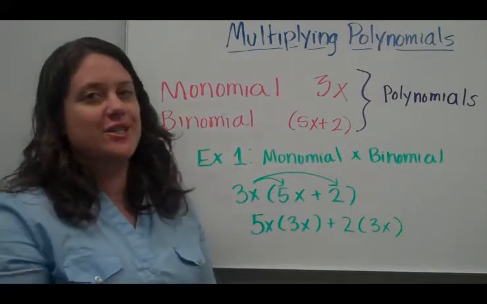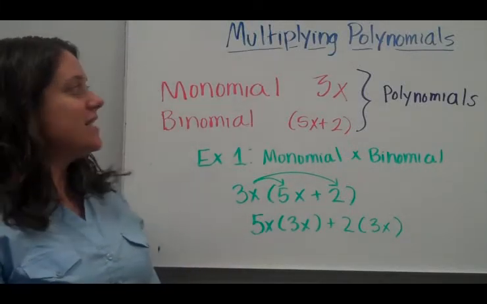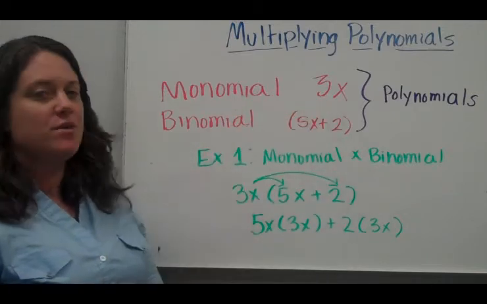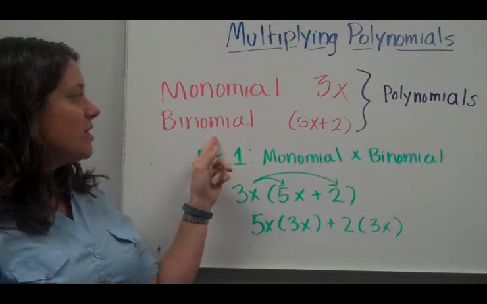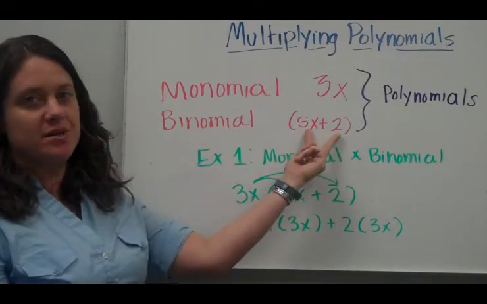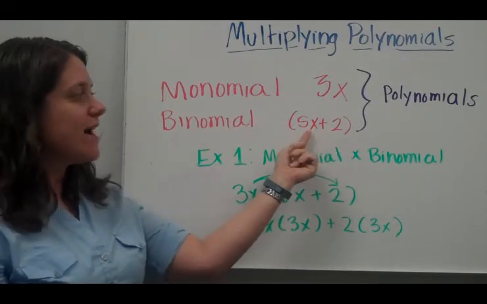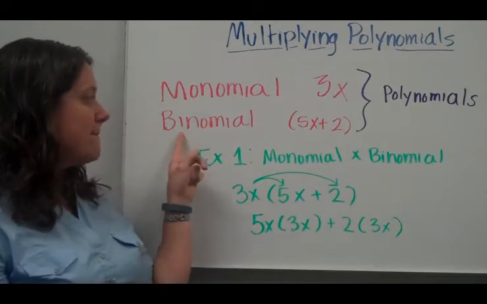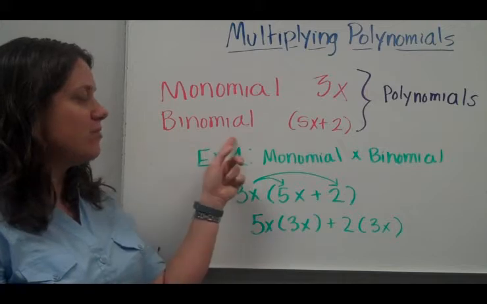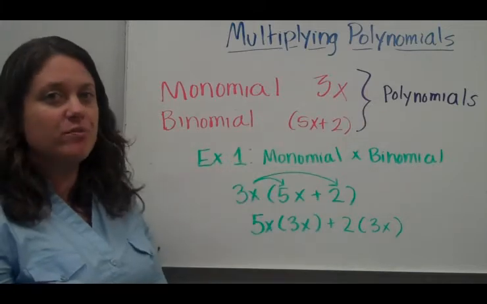Alright, so we are going to multiply polynomials today. So, remember that a monomial is just one term, such as 3x, and a binomial is two monomials that are added or subtracted. So 5x plus 2 would be an example of a binomial. So bi means two, so a binomial. And these are both examples of polynomials.